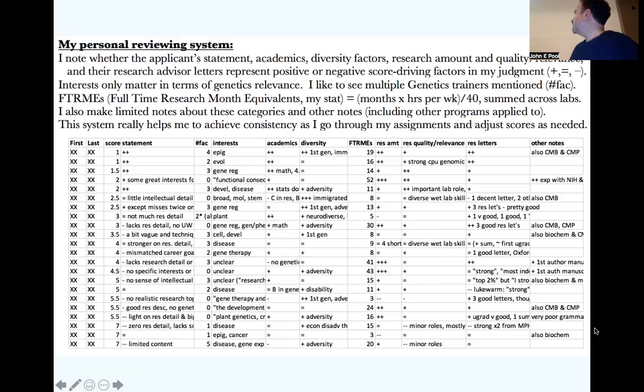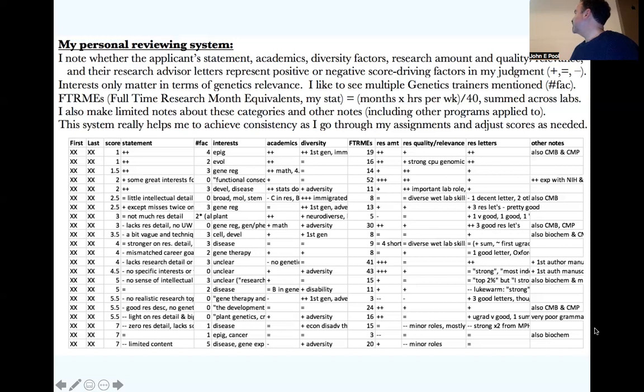So these are the sorts of notes that I have made, and that give me reference points when we go to discuss these applicants in our admissions committee meetings. Things that help me remember why I was more positive or less positive about a given applicant. I make a lot of notes about the statement, sometimes a lot of notes about the recommendation letters. I don't need to say a lot about FTRMEs, that kind of is what it is.